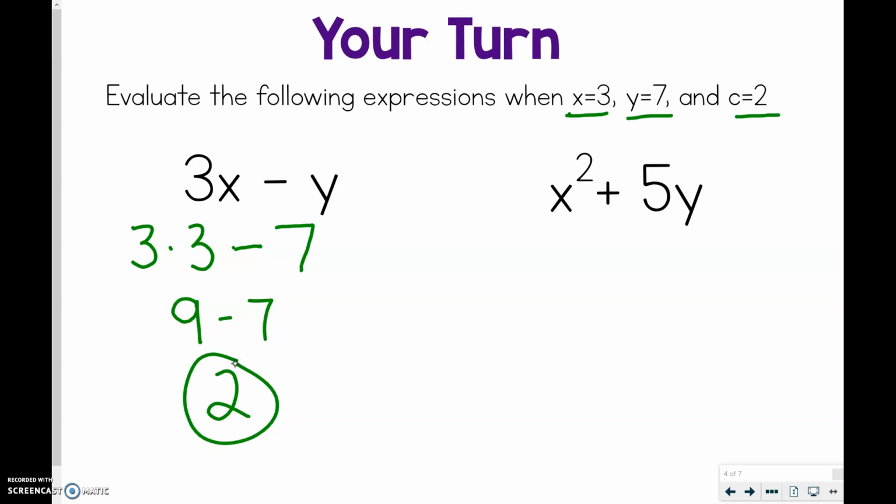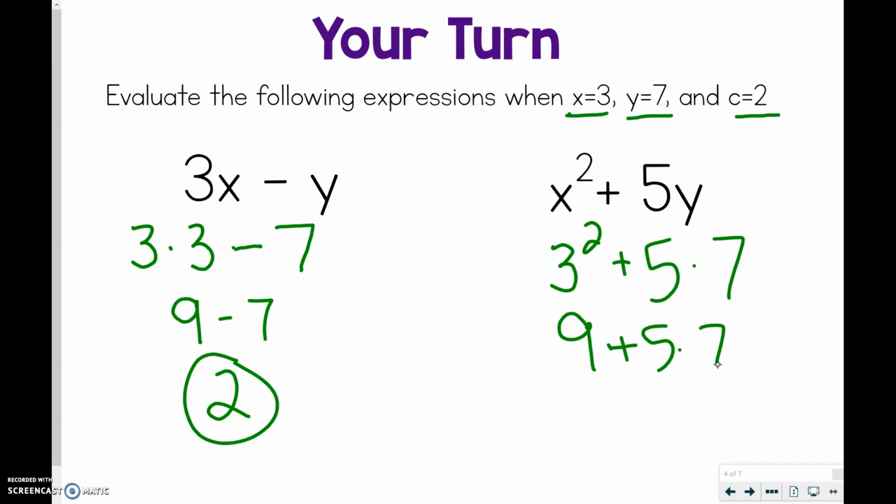Let's try another. So we're going to substitute first like we've been doing. And if I'm ever going too fast, just pause or rewind. Feel free to do that. But 3 is in place of x, so we're going to substitute that in, and we get 3 to the power of 2 plus, and we got 5 times y, and y is 7, so we're doing 5 times 7. We're going to do our exponents first, because that would come first with order of operations. We get 9, because 3 to the second power is 9, plus that 5 times 7. Then we do our multiplication before we add, so 5 times 7 is 35.